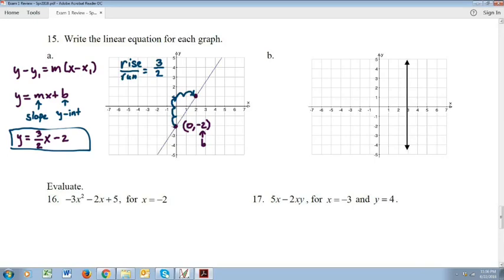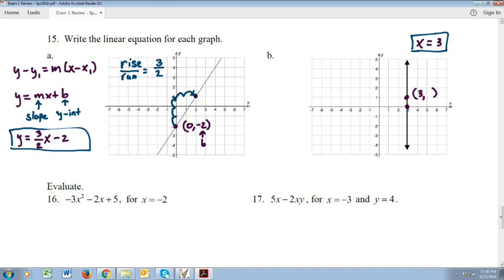All right, let's look at B. B is one of our special cases, and we know a vertical line has an equation of x equals some number. And so here you can see that any point on this line is going to have an x value of 3. So x equals 3 is the equation of our line. Also, be careful on the test because sometimes students tell me the slope of the line instead of writing the equation. So you have to make sure you follow the directions so that you answer appropriately.